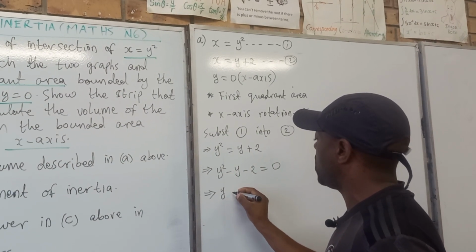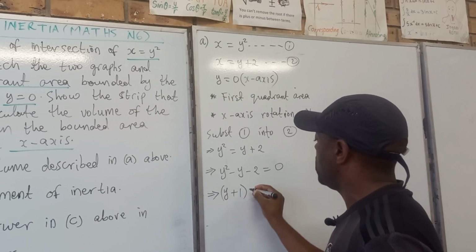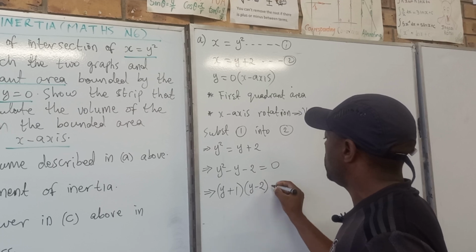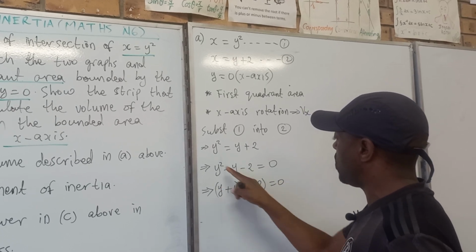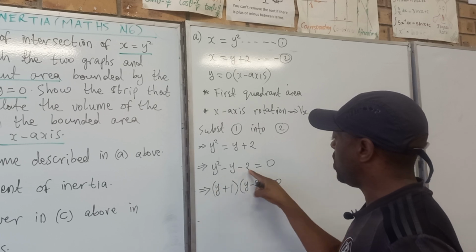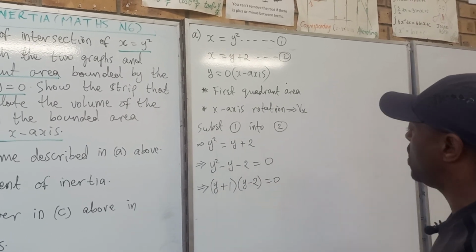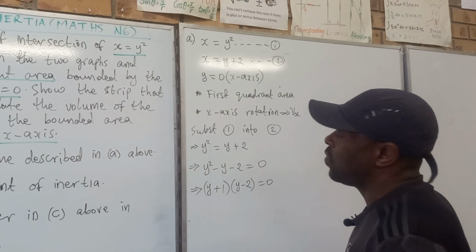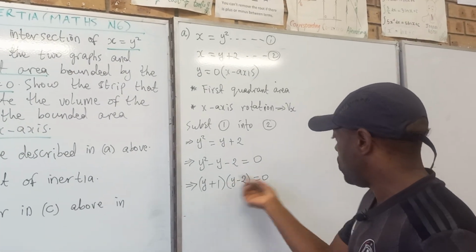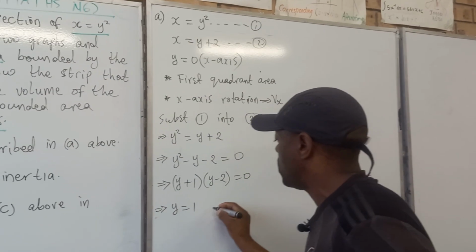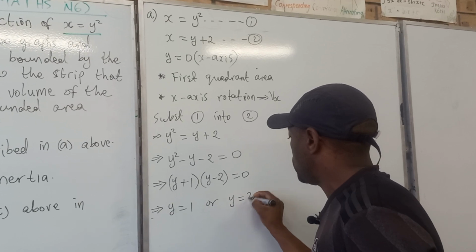Let's see something like y plus 1 into y minus 2. Is it okay? That gives me y squared, then minus 2y plus y, that gives me minus y minus 2. Yeah, so that's perfect for me. You can also use the quadratic formula to do that. You use factorization as I've done. And from here, you see that your y is equal to 1 or y is equal to 2.